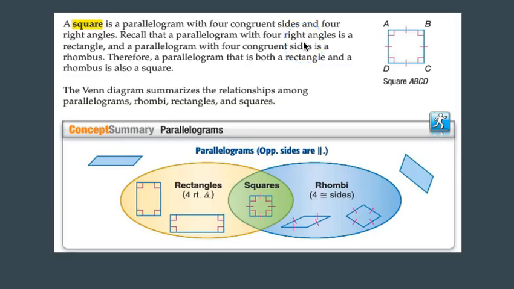Alright, then we have a square. A square is a parallelogram with four congruent sides and four right angles. Recall that a parallelogram with four right angles is a rectangle. A parallelogram with four congruent sides is a rhombus. Therefore, a parallelogram that is both a rectangle and a rhombus is also a square. The way I remember it is if a rectangle and a rhombus had a baby, it would be a square. It's a little mix of both of them.